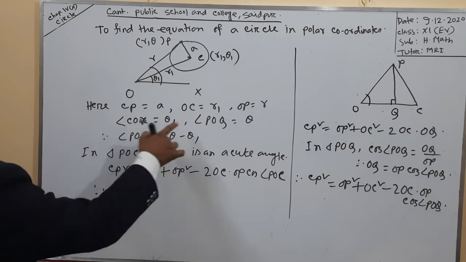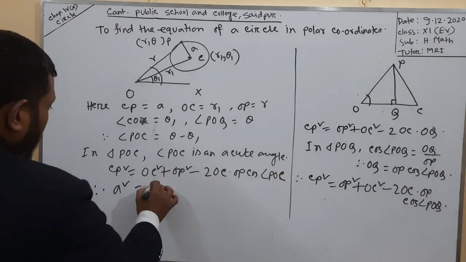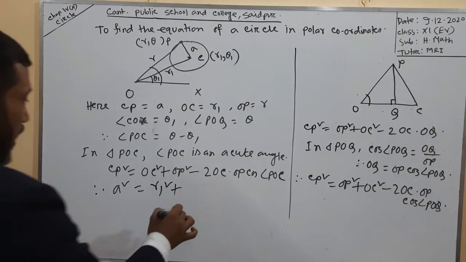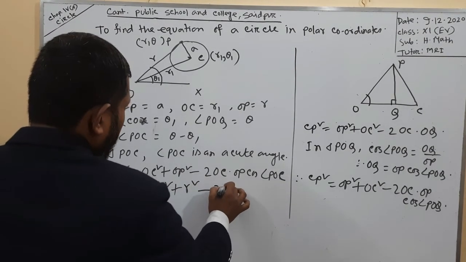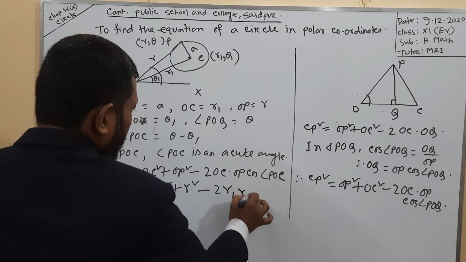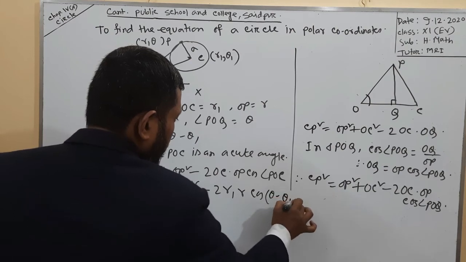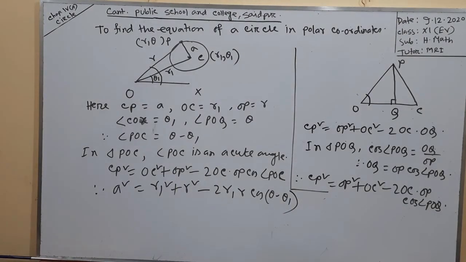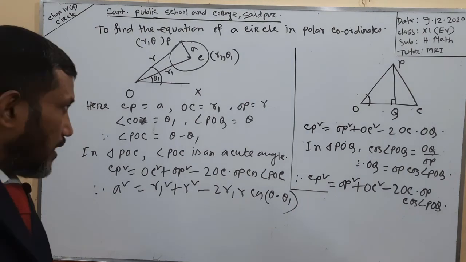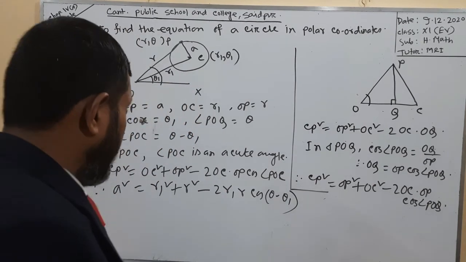Therefore, CP is equal to A, so this will be A square is equal to R1 square plus R square minus 2 R1 R cos of theta minus theta 1. This is the required equation of the circle in polar coordinates. Now today I will do some math using this formula.